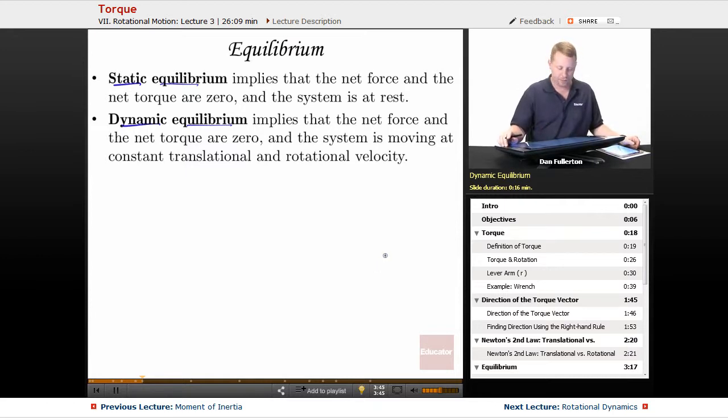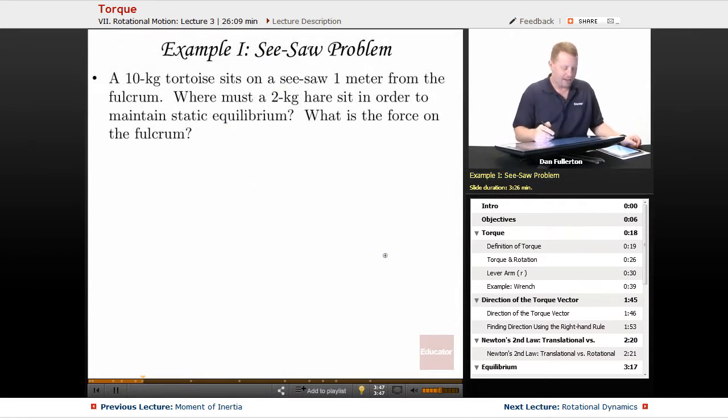So let's start off with a seesaw problem. A 10-kilogram tortoise, that's a big tortoise, sits on a seesaw 1 meter from the fulcrum. Where must a 2-kilogram hare sit in order to maintain static equilibrium? And what is the force on the fulcrum?